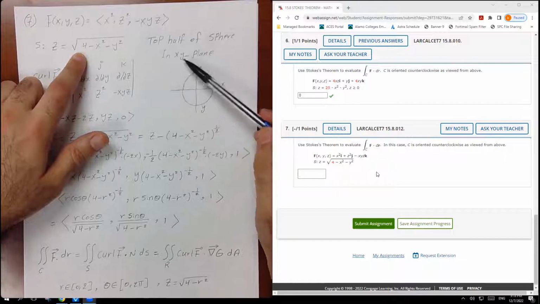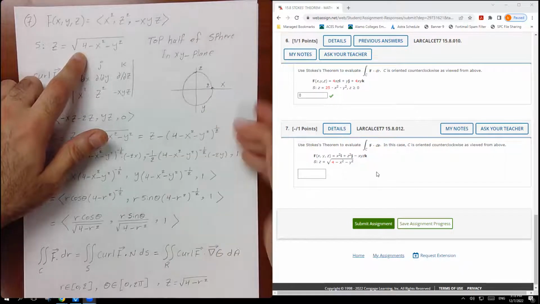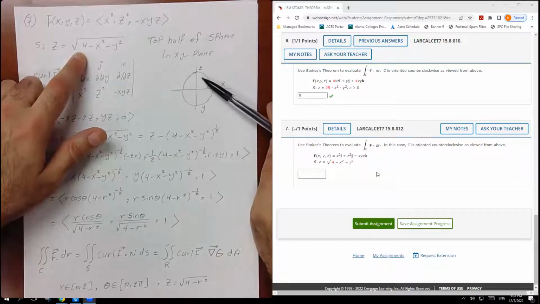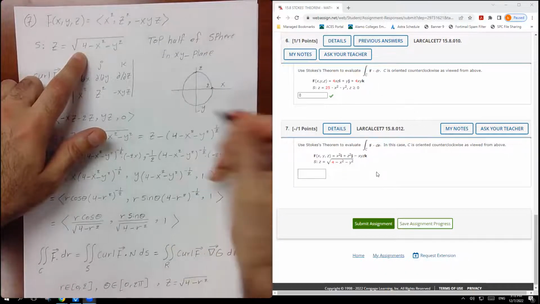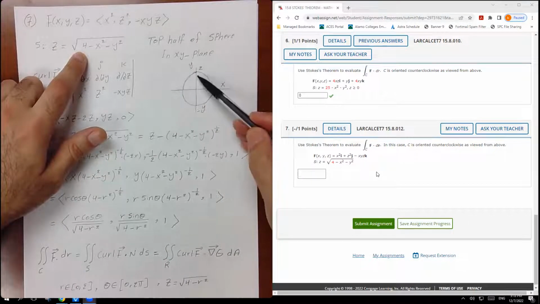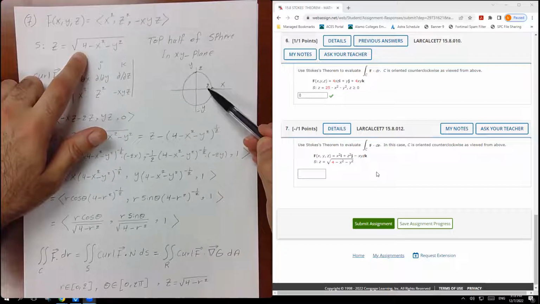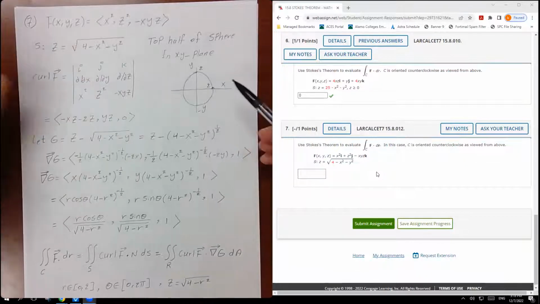So in the xy plane, it's a circle, it's a sphere. In fact, we're going to take only the top part on the positive side, which is between here's x and here's y. This is the negative y. So this is the y. So we're going to take only the top part, where r is going to be from 0 to 2, and theta is going to be from 0 to 2 pi.